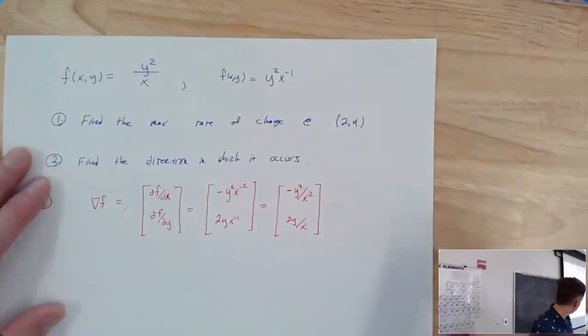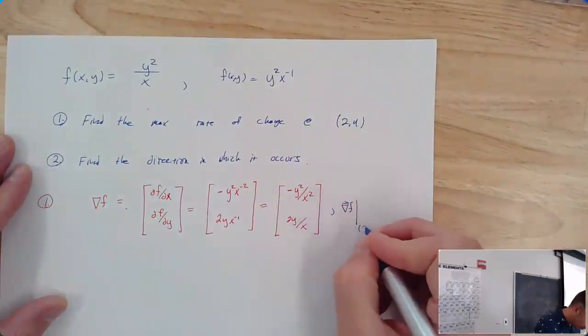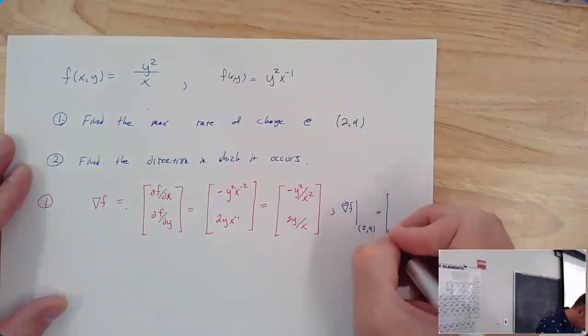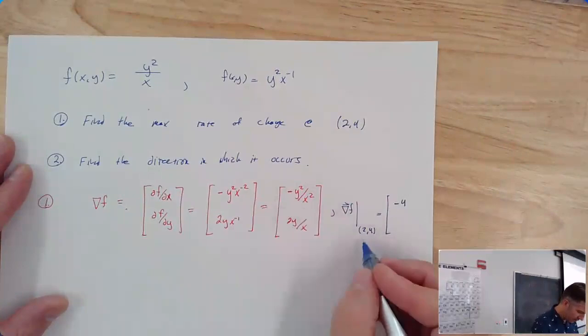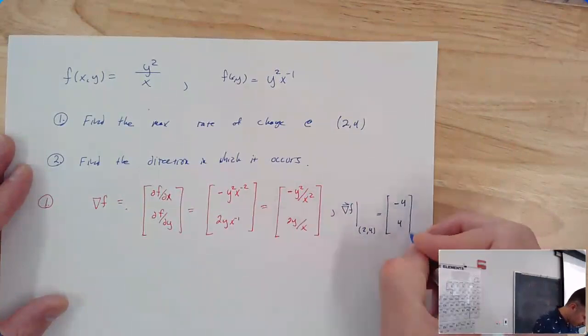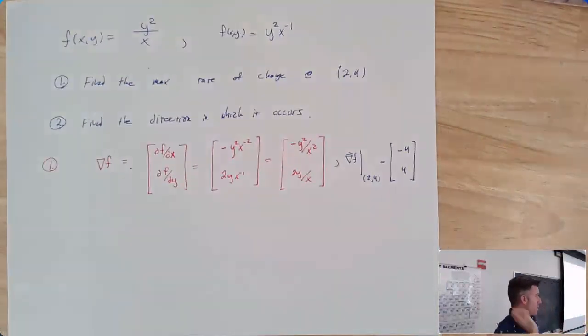And if I plug in my point, I get that my gradient evaluated at 2, 4 is going to equal negative 16 over 4, which is negative 4, and 8 over 2, which is positive 4. So there's my gradient. And if it were me, I would say that's my direction: 4 to the left and 4 up. But really, I should be more precise and normalize that vector to answer the second part of the question. But let's answer the first part.